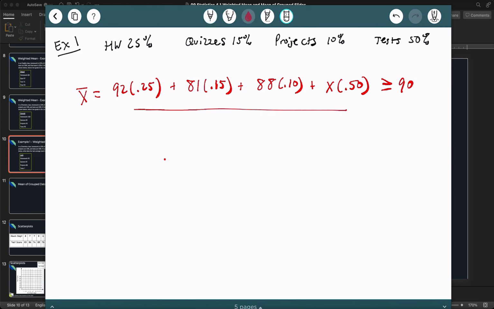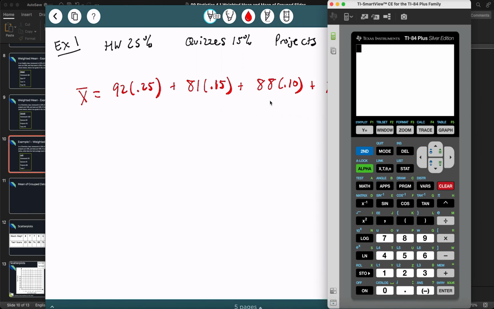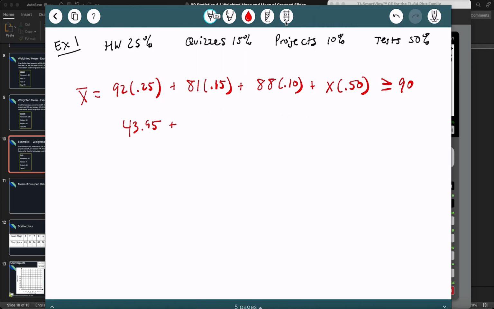But in our formula, remember to divide by the sum of the weights if it's not percentages. But we could do it this simple way here. Okay, so let's go ahead and type this in. If I go into my calculator here, I could type in the 92 times the respective 0.25, the 81 times the respective 0.15, and the 88 times the respective 0.10. Alright, so that'll give me about 43.95 plus this, I'm going to put the number in front of the X, more looks better that way. And then we want this to be at least 90.